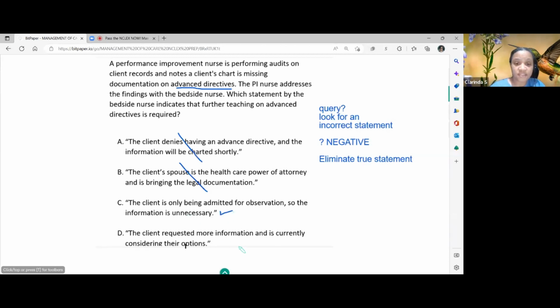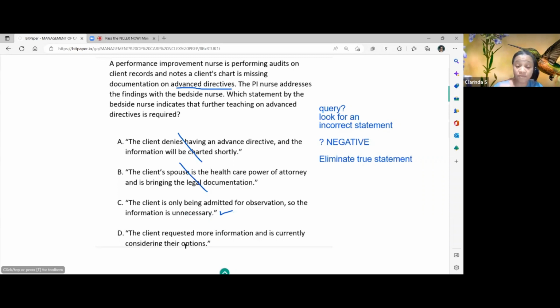Very good. So the reasoning behind that needs further teaching. Yes, you definitely need to be taught further. So the reasoning behind it is that even though they're in observation, that does not mean that we should avoid asking them about advanced directives. So that is a good one to keep.